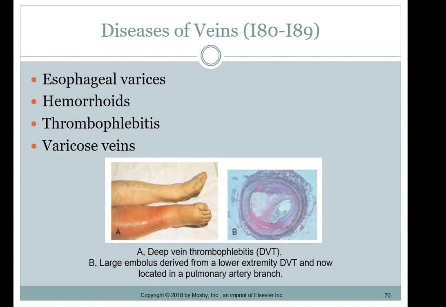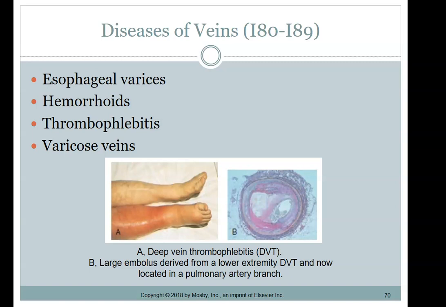Diseases of the veins. Esophageal varices are varicose veins that appear at the lower end of the esophagus as a result of portal hypertension. They are superficial and may cause ulcerations and bleeding. Hemorrhoids are a varicose condition of the external or internal rectal veins that causes painful swelling out of the anus.